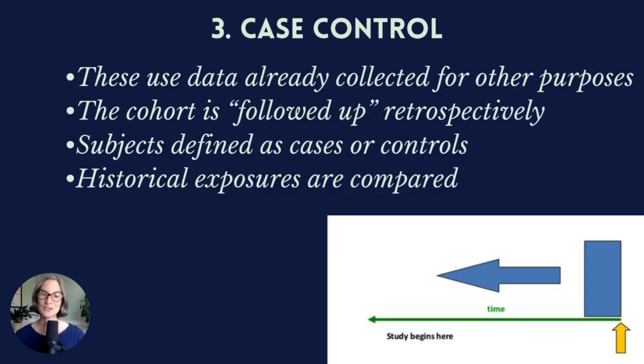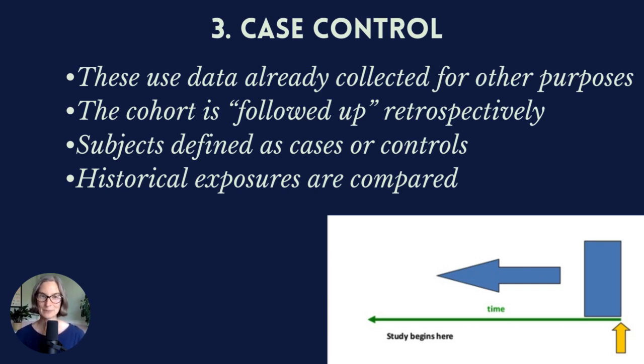And then there are case control studies. So with case control, remember that table, that's about looking backwards. So it's going backwards retrospectively. And these use data already collected for other purposes. And then the cohort is followed up, kind of going backwards. And the subjects are defined as either cases or controls. And it can look at historical exposures, for example, which can be compared. So historical exposures could be lifestyle factors or occupation or those types of things.